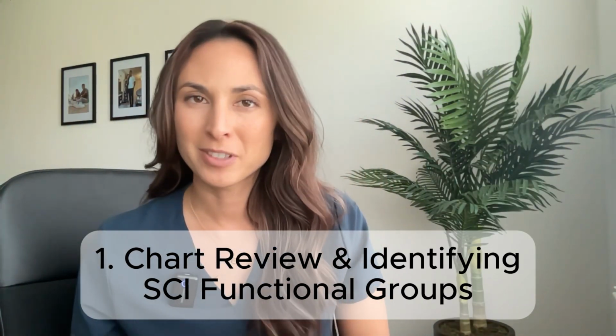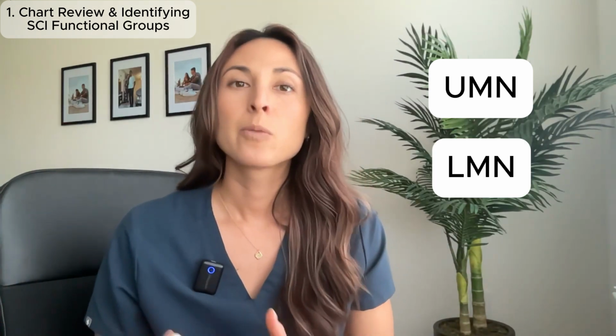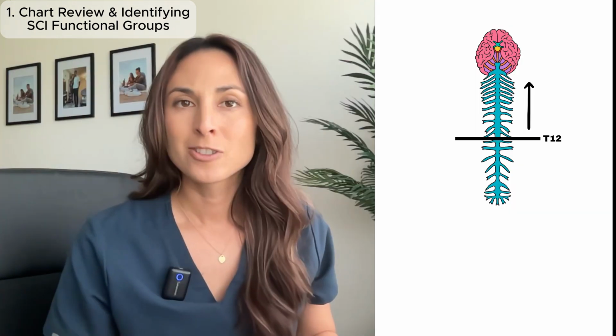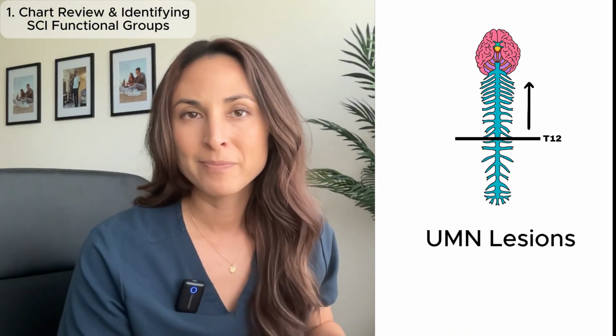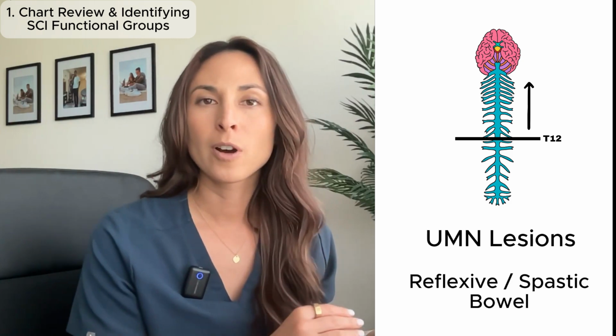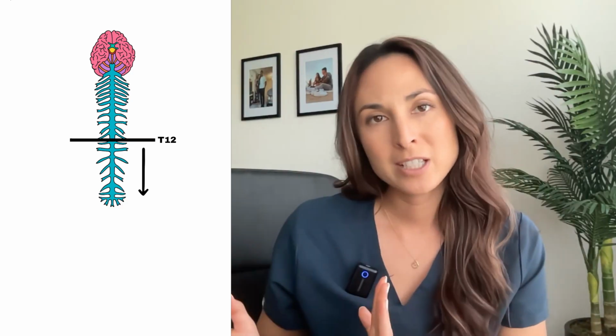Okay, so just like any other evaluation, we start with the chart review. Here, we gather key information about our client's level of injury and motor sensory function using the ASIA Impairment Scale. As you probably recall, spinal cord injuries are classified as either upper motor neuron or lower motor neuron lesions, which directly impacts bowel function. So, injuries at or above T12 equals upper motor neuron lesion, resulting in reflexive or spastic bowel, whereas injuries below T12 equals lower motor neuron lesions, resulting in areflexive or flaccid bowel.